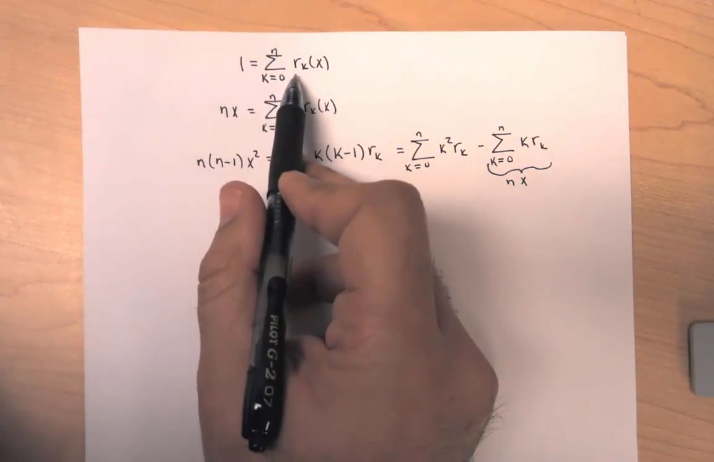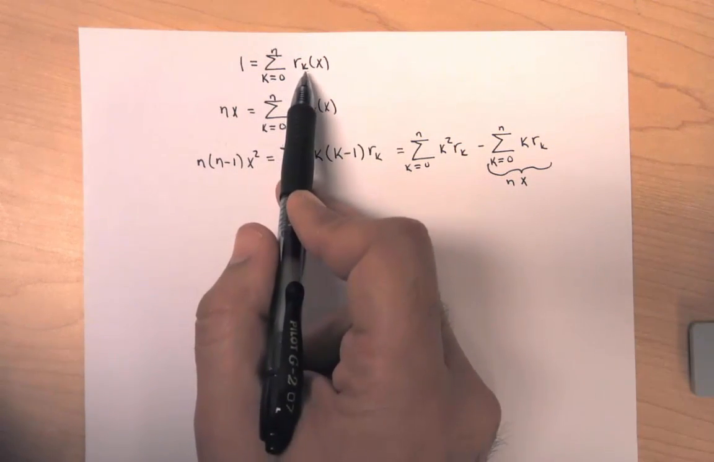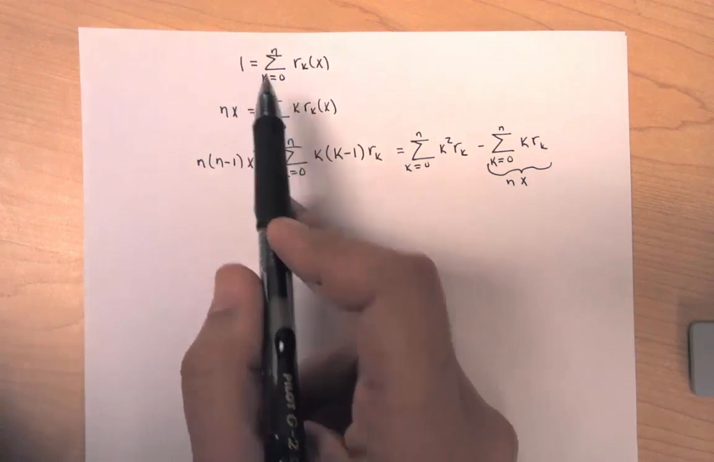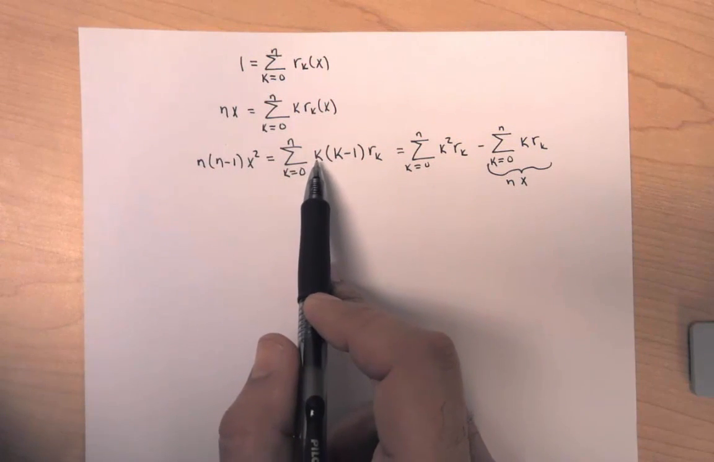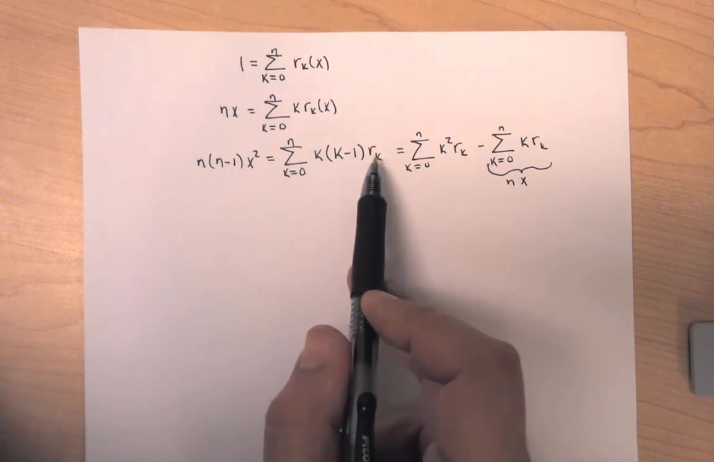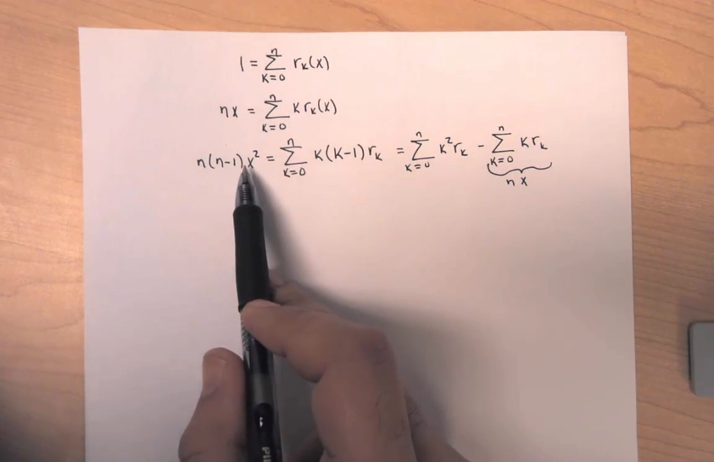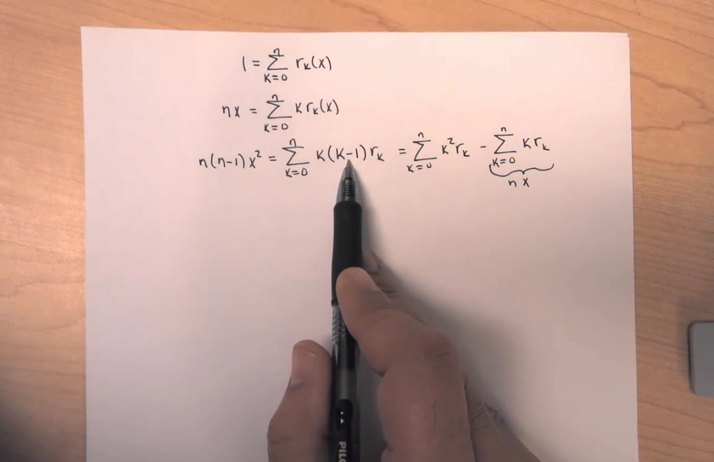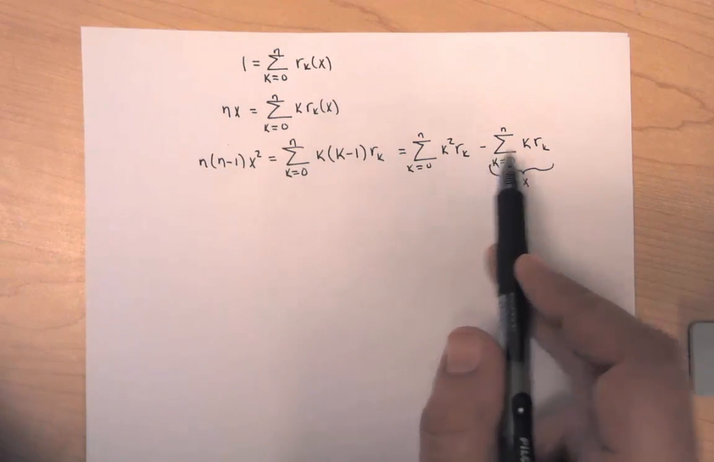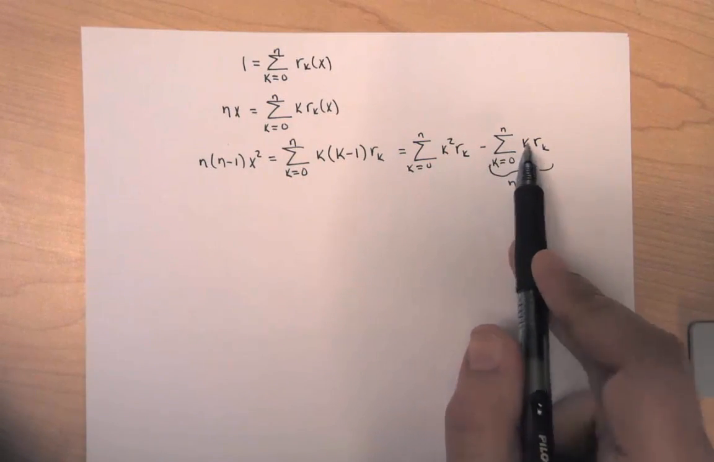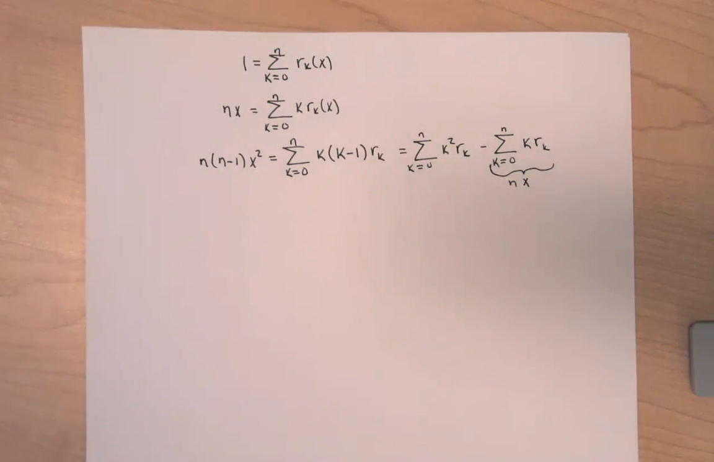So I've taken the liberty of rewriting the three identities we just derived. Given the way we defined rk, if I sum them all, I get 1. If I sum k times rk, I get n times x. And if I sum k times k minus 1 times rk, I get n times n minus 1 times x squared. Now I also pointed out that I could split up this sum into k squared rk minus k rk this way. And of course I already know that the sum of k rk is nx. So we have these three identities. Let's continue forward.